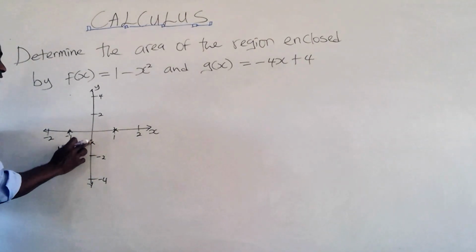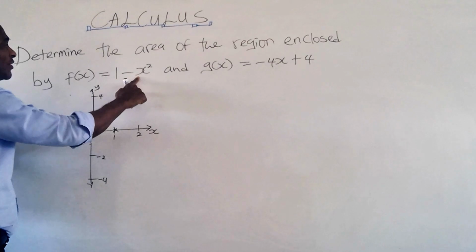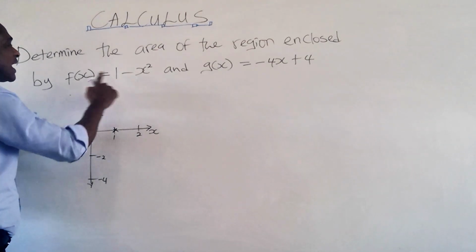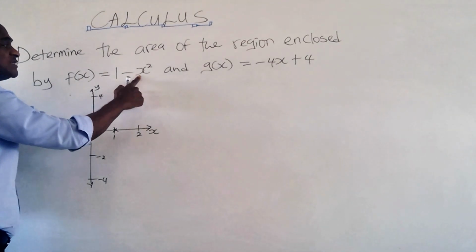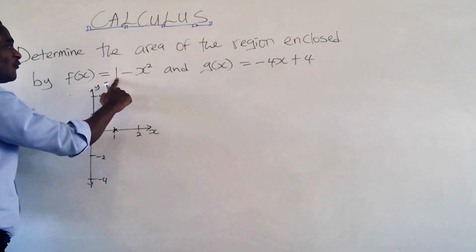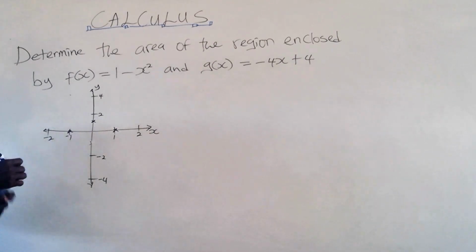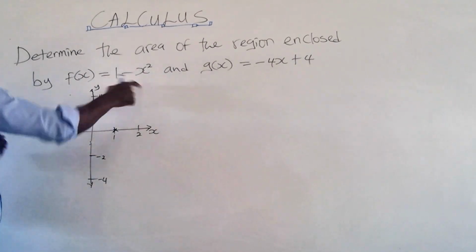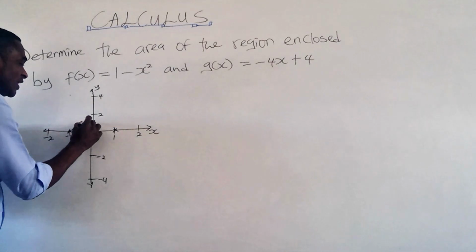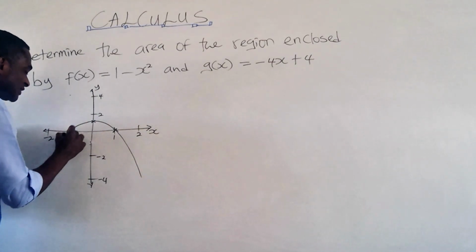Looking at this graph, for the y-intercept, I make x 0. If I make x 0, I have 1 minus 0, so my y-intercept is at 1. If I make y 0, I have x = plus or minus 1. So this is the graph that this will generate, a negative parabola.